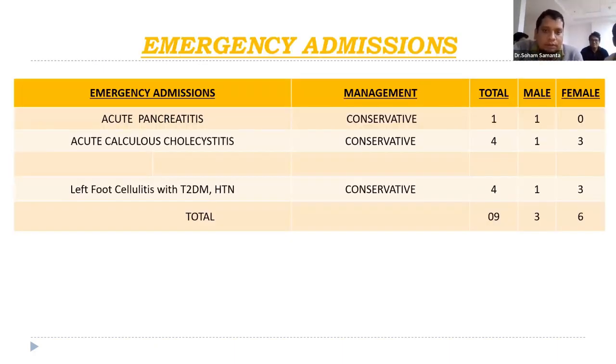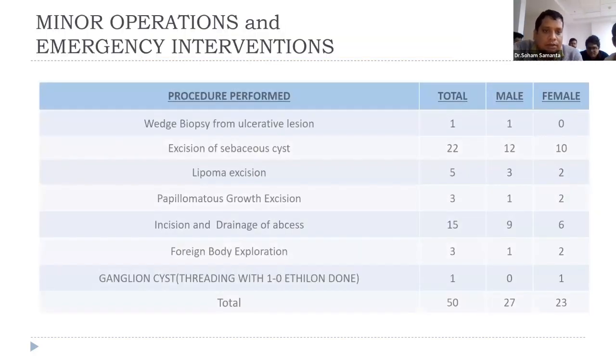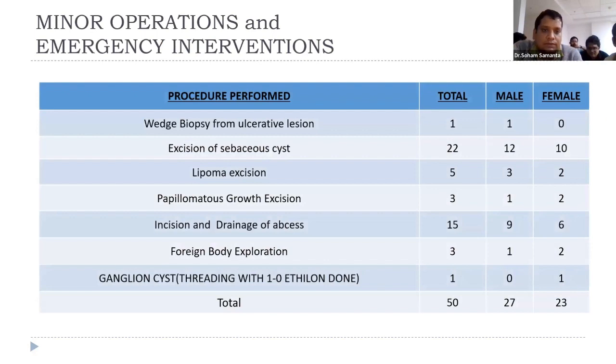Sorry, these are some emergency admissions. We did conservative treatment for the acute pancreatitis, acute pulmonary and left foot cellulitis with type 2 diabetes and hypertension. Minor operation list, wedge biopsy. Done 50 minor operations.